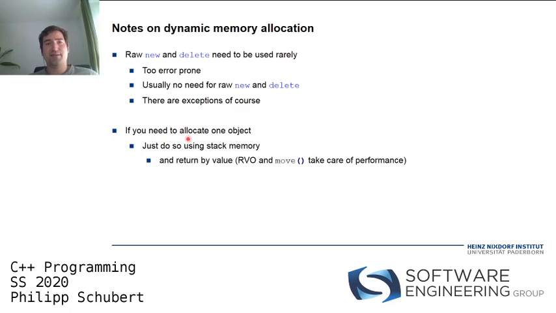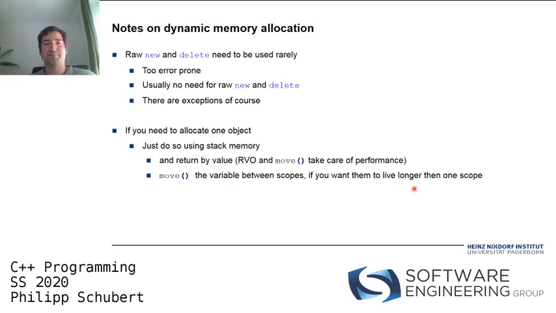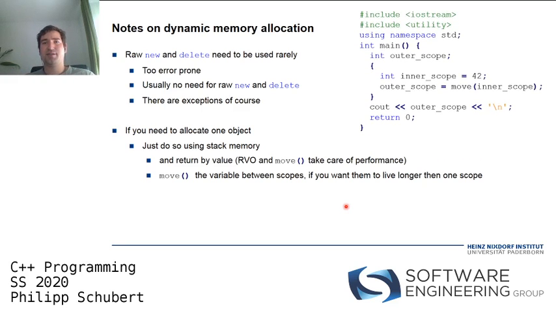So if you need to allocate one object, just do so using stack memory and just return by value, and the return value optimization and move take care of performance. You can also use move if you wish to move variables between scopes. So if you need a variable that needs to live longer than one scope, here's an example: we have an outer scope variable of type int and an inner scope variable of type int. Initialize it to 42, and then we set the outer scope variable and we move the variable from the inner scope into the outer scope.